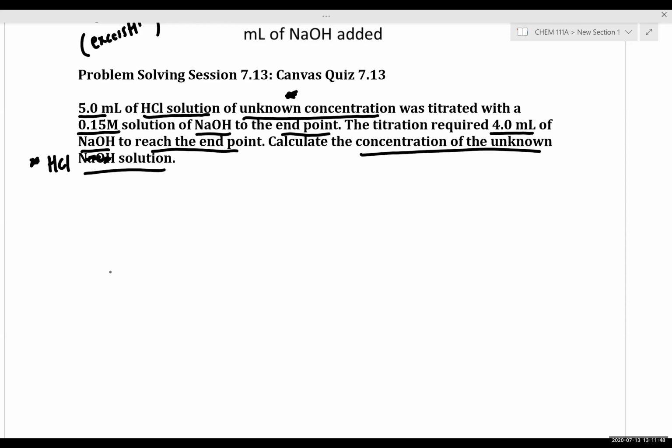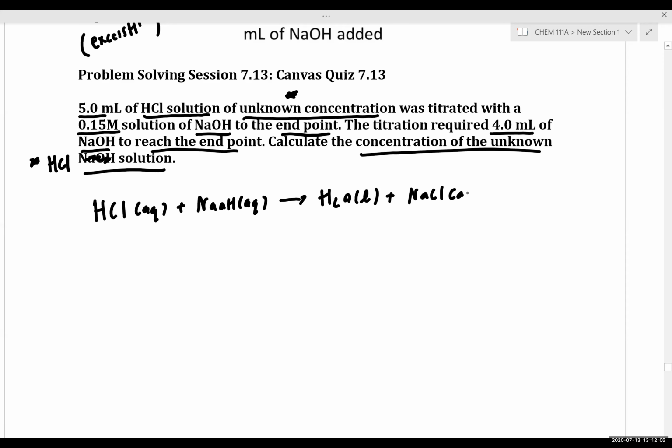Okay, so let's discuss this example. So first and foremost, let's write out our balanced chemical equation. So we have hydrochloric acid reacting with sodium hydroxide to yield water and sodium chloride. Okay, now for the next stage of our process, we can see that our equation is in fact balanced. Always good to check that.